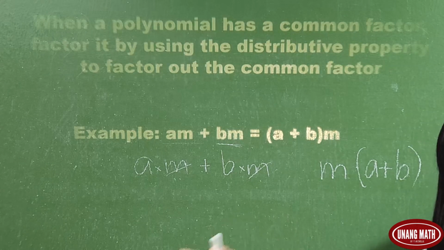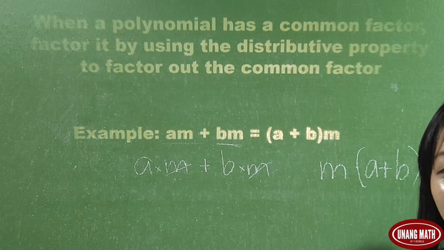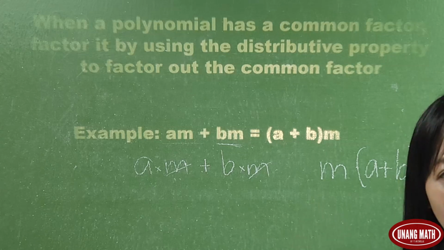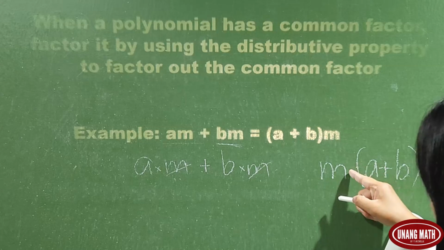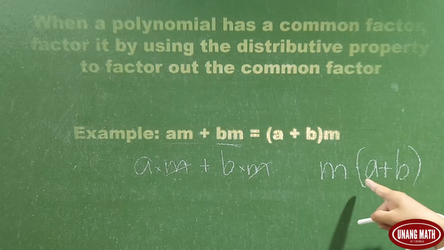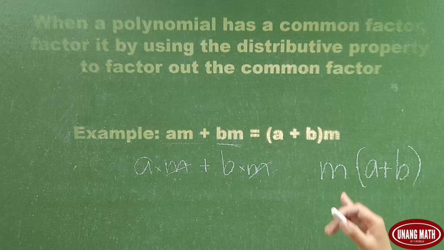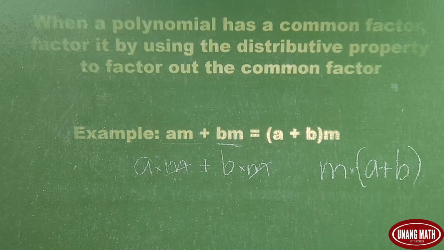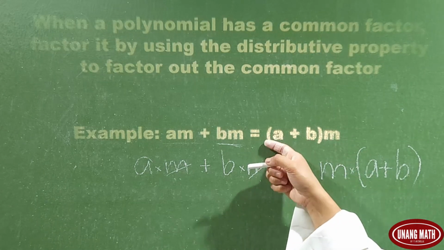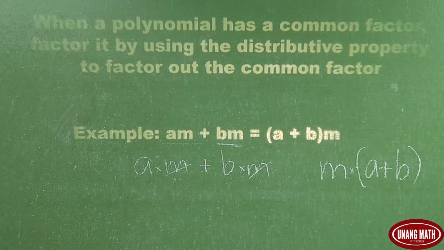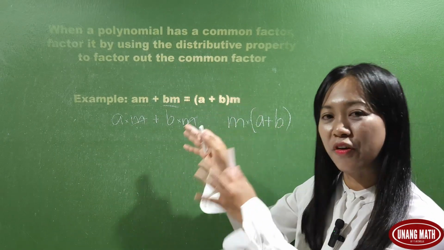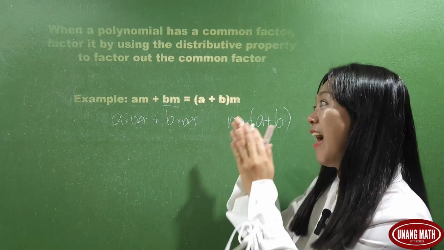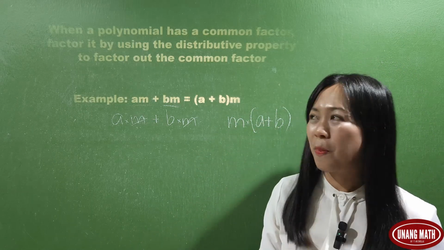Take note, factoring means we are rewriting the polynomial as a product of its factors. M, and there's no operation here, and parenthesis A plus B. Inside this parenthesis, it means the operation is multiplication. So this is M times (A plus B). We can write this also as (A plus B) times M. So this is the concept of our first strategy.